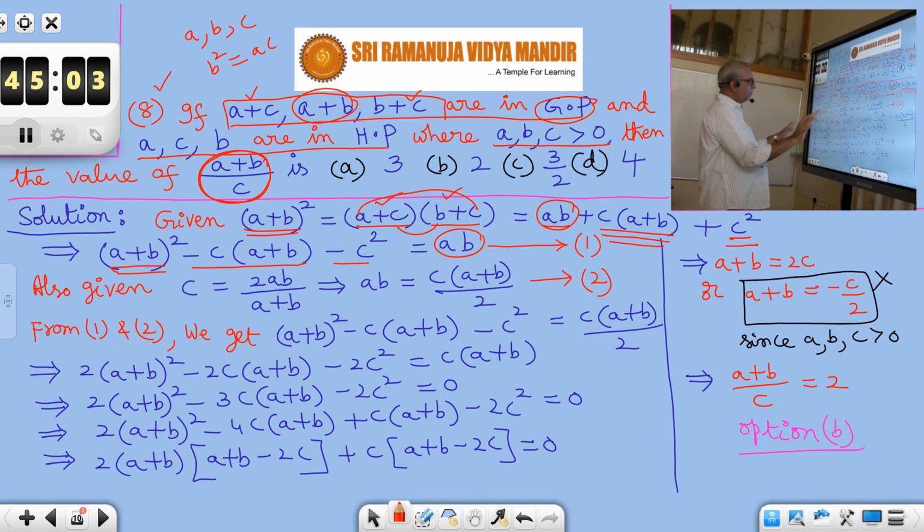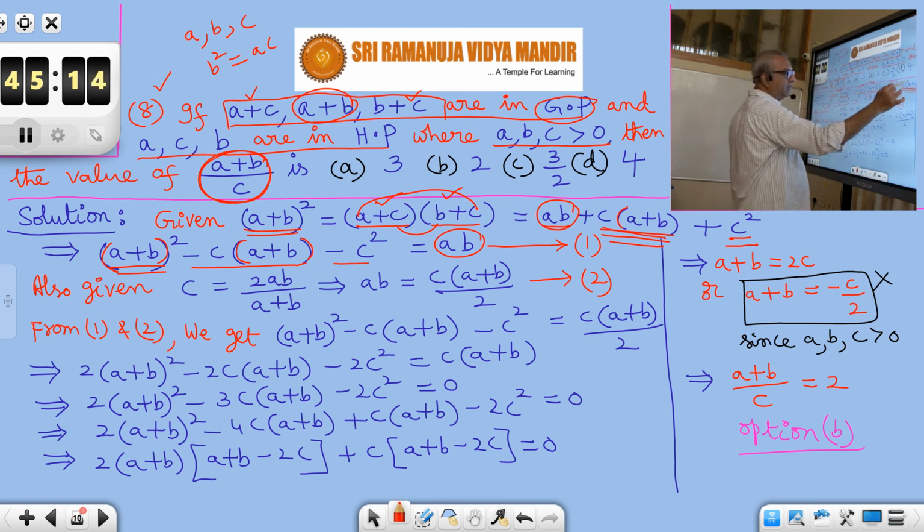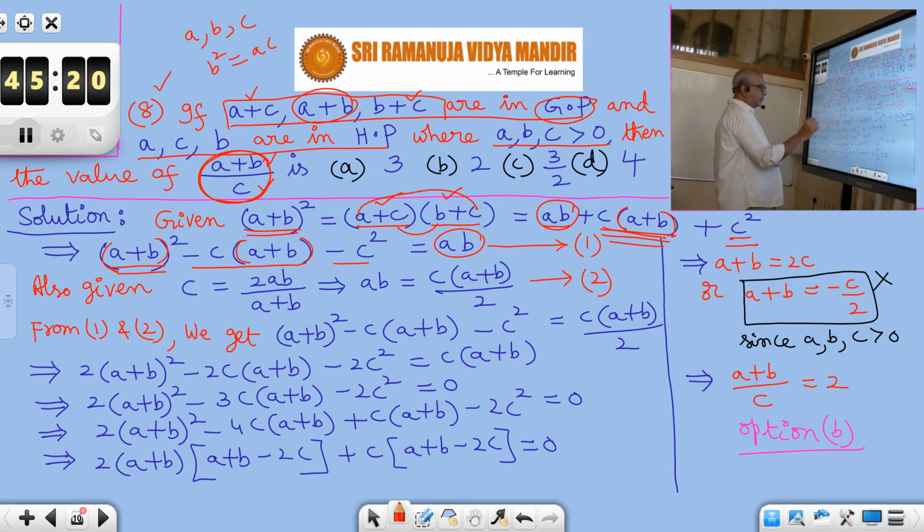So I want to see only (A plus B) and C separately. A plus B is here in this bracket, I don't want to disturb it. Here also A plus B is there. On the right hand side, I have taken C common because I want to see A plus B in a single bracket, since he wants the value of (A plus B) by C. So now A plus B, C, A plus B, C.